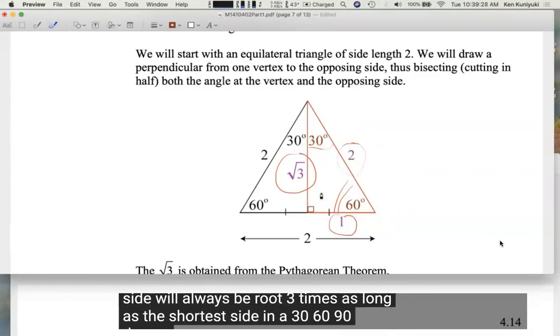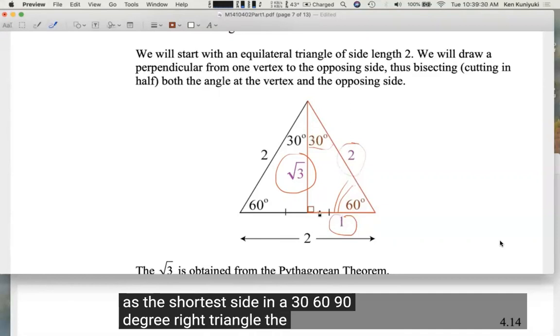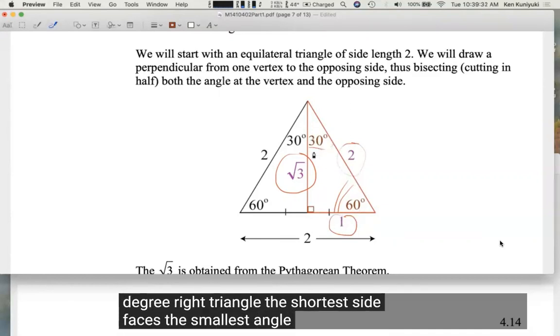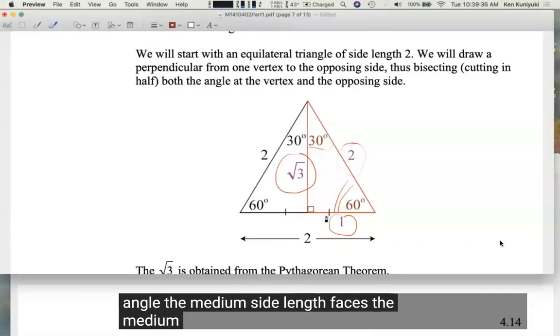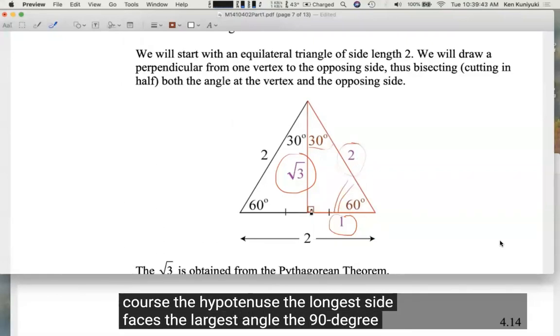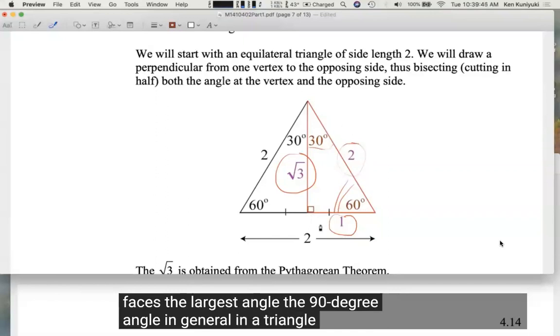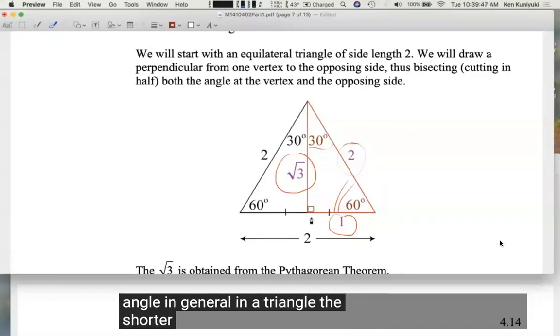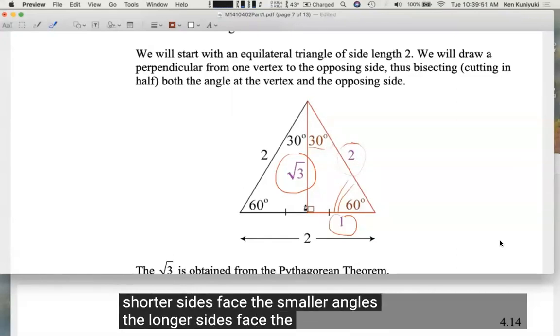In a 30, 60, 90-degree right triangle, the shortest side faces the smallest angle, the 30-degree angle. The medium side length faces the medium angle, the 60-degree angle. And of course, the hypotenuse, the longest side, faces the largest angle, the 90-degree angle. In general, in a triangle, the shorter sides face the smaller angles, the longer sides face the larger angles.